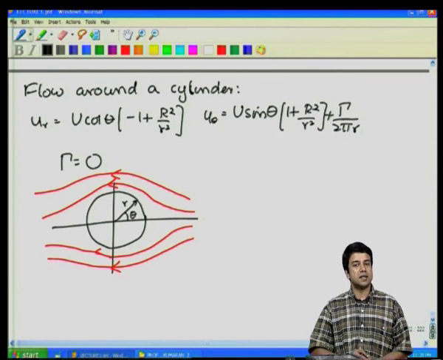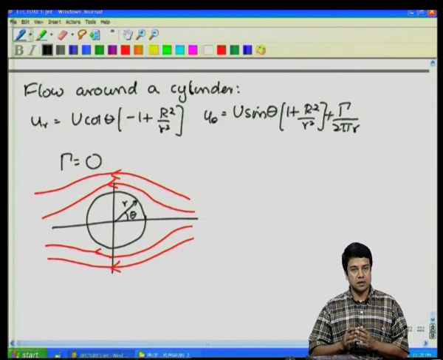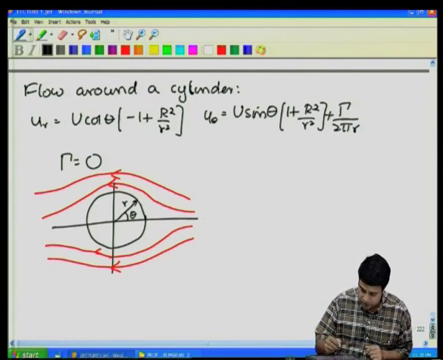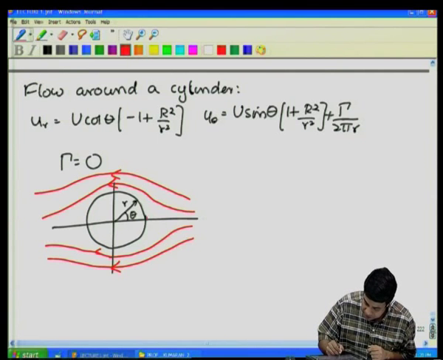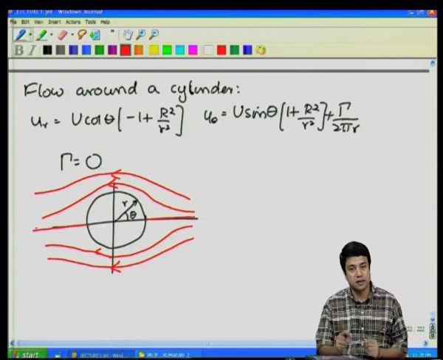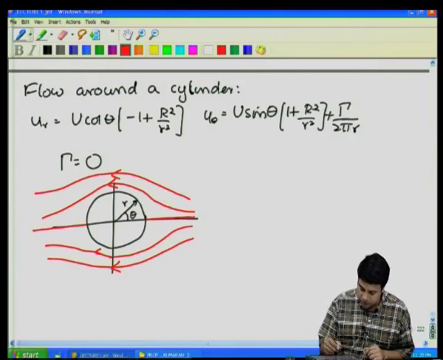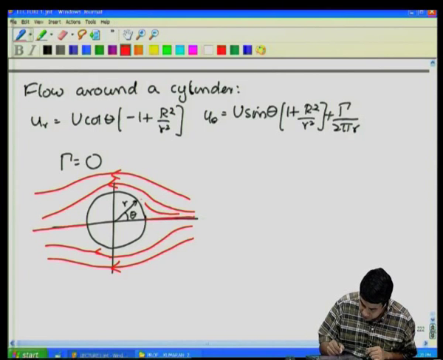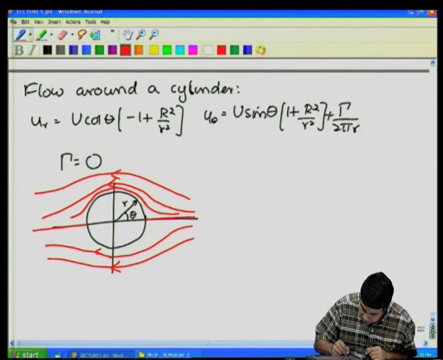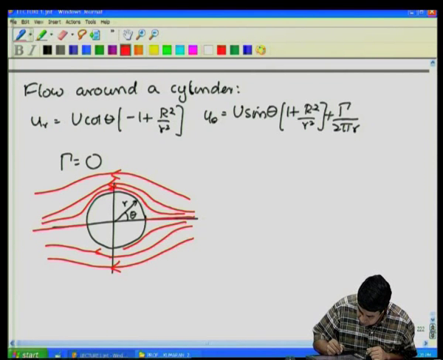As I said, everywhere on the surface of the cylinder, u r is equal to 0 because r is equal to capital R. And at theta is equal to 0 and pi, that is on the front and the back, what are called the stagnation points, u theta is also equal to 0. And therefore, very close to this point, I have a flow that separates out between the front and the rear, between going above and going below this cylinder.